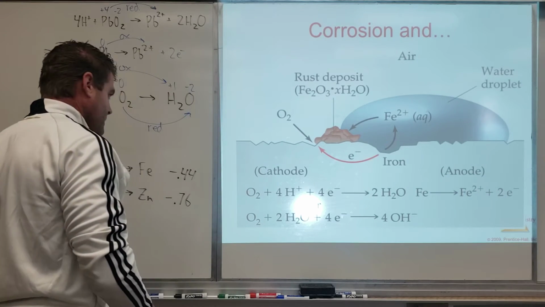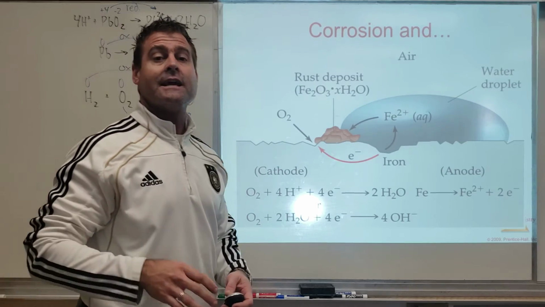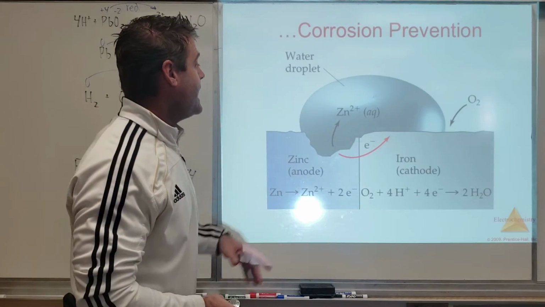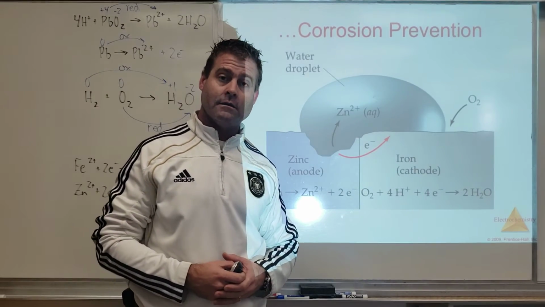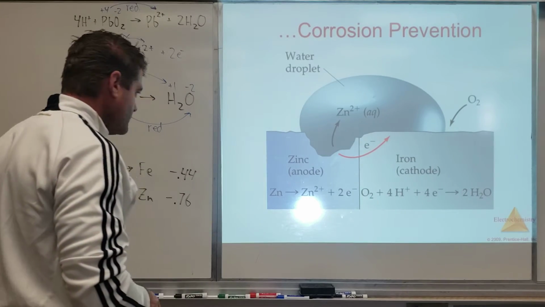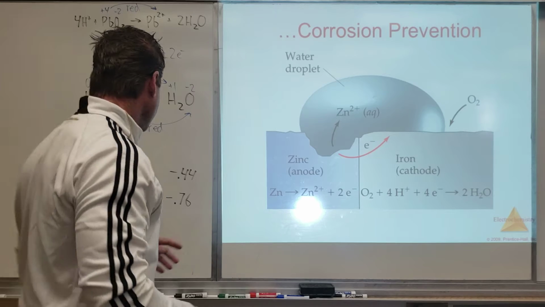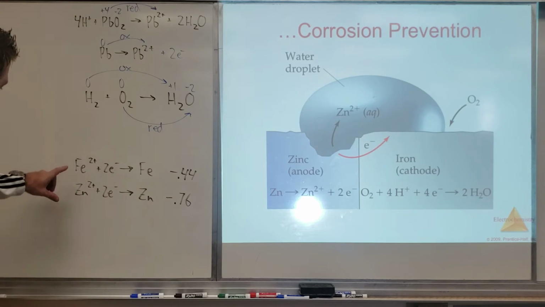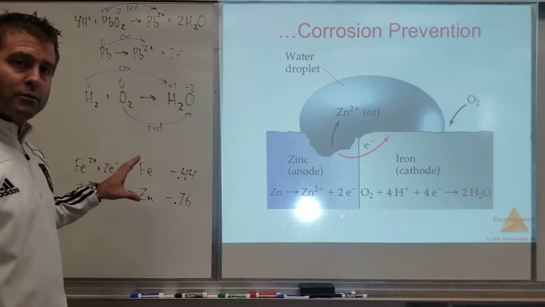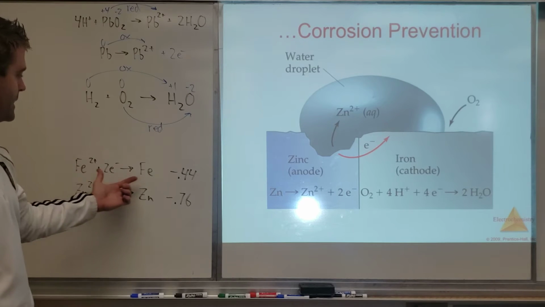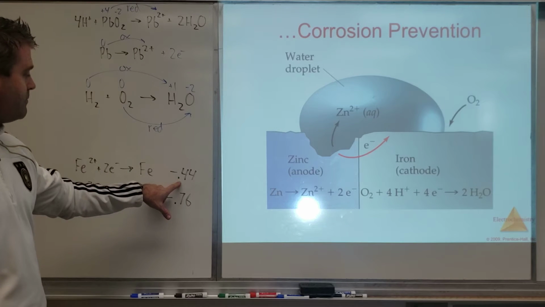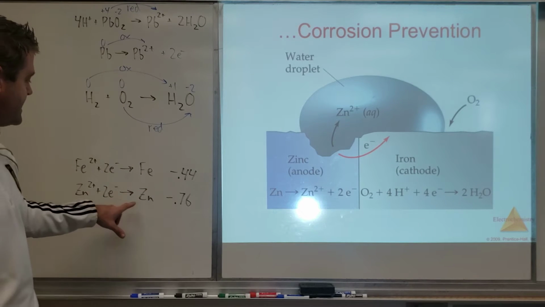Here's what galvanized steel is. Basically, it's just taking your steel, which is primarily iron, and coating it with zinc. And here's the reason: you coat it with zinc, and you're going to protect your iron. So check this out, guys. This is showing the reduction. You guys remember we have a list of reduction potentials. We can look up the reduction potential of iron is negative 0.44. The reduction potential of zinc is negative 0.76.